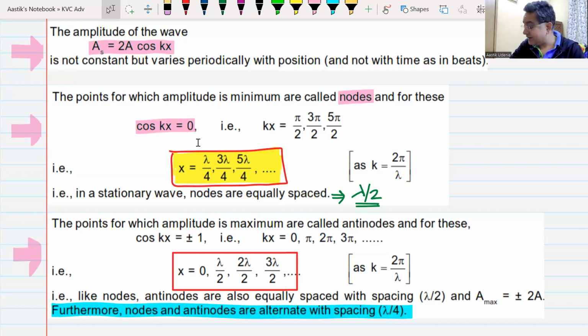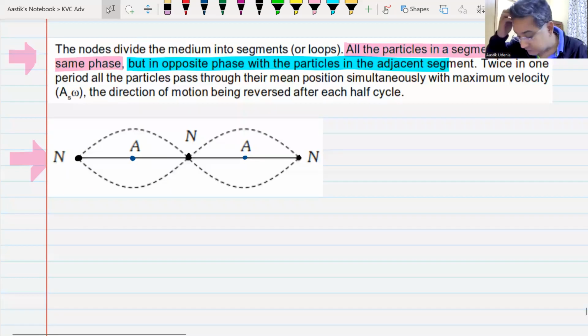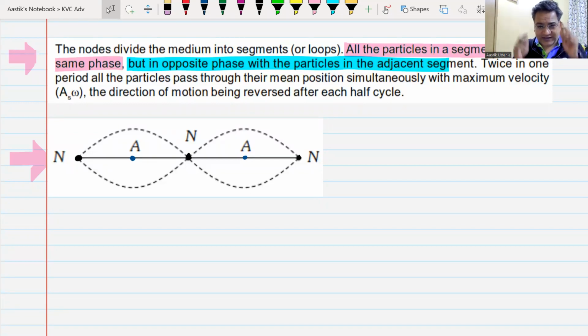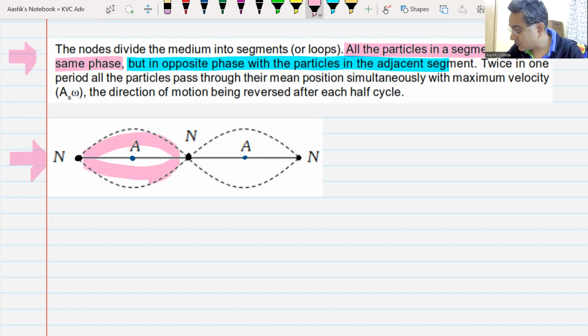Then we had seen that this node, and that is the most important aspect that we are going to take our discussion further with, any two nodes divide it into loops or sections. Do you see these loops or sections? If I color it, we have this pink loop, and then we have this blue loop. Do you see these two loops?